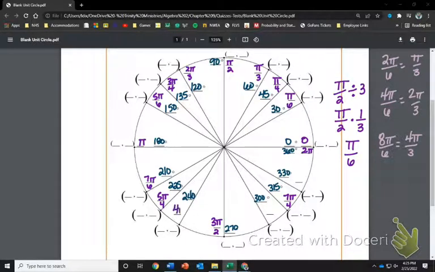So that'll be 4 pi over 3. Let me fill that in. So that was 8, right? 8 pi over 6. This will be 9 pi over 6, which is already reduced.